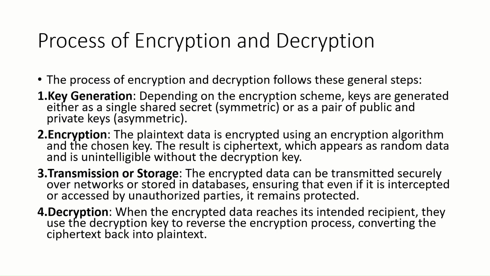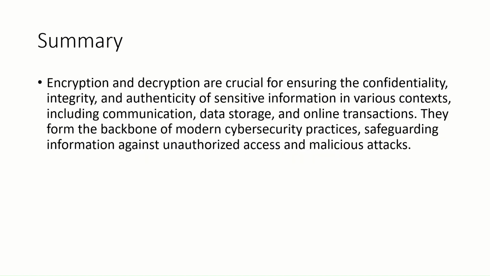After that, we are going to encrypt the plain text, and then the third step would be transmission or storage of the encrypted data, and then the fourth stage is decryption of the data. So first of all, we'll generate the key, encrypt the plain text, send that to the decryptor, and then the decryptor decrypts that text. So this is the whole process of encryption and decryption. And let me go to the next slide and discuss the summary here.